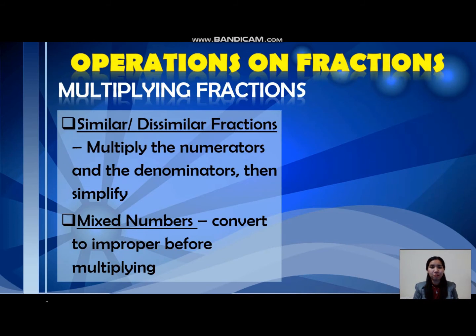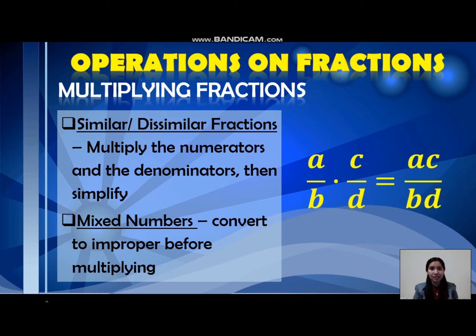Now, let us have multiplying fractions. For similar and dissimilar fractions, we just simply multiply the numerators, then multiply the denominators. For mixed numbers, we need to convert to improper before multiplying. In symbols, we have this. Now, let us apply this to our examples.